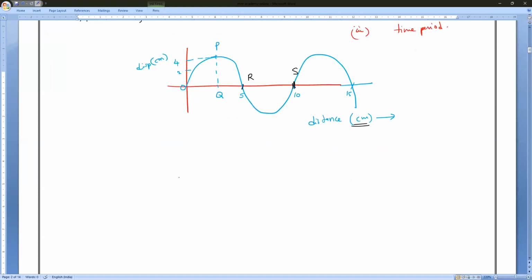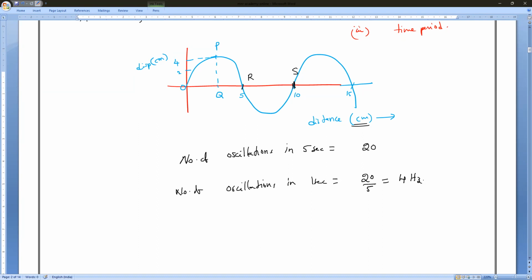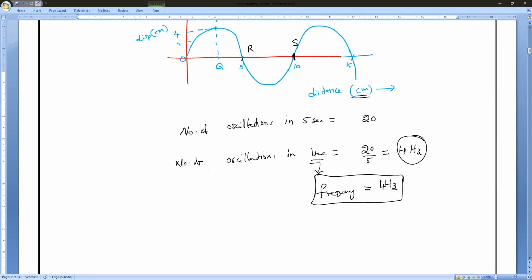Number of oscillations in 5 seconds, how many? Number of oscillations in 5 seconds is equal to 20. Then number of oscillations in 1 second is equal to how much, everybody? 20 by 5, which is equal to 4 hertz. Because number of oscillations in 1 second we call frequency. So frequency equals 4 hertz. Is it okay, guys? Everybody?